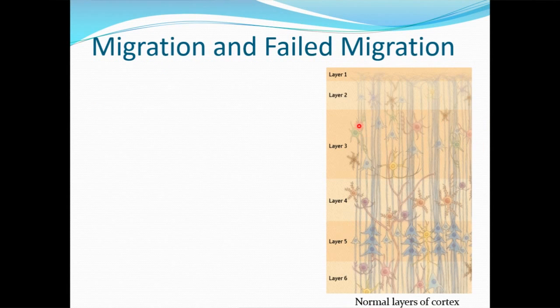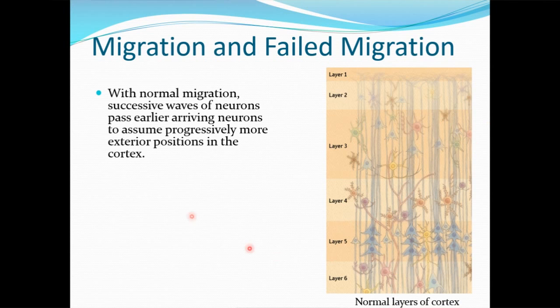And here we get to the layers of the cortex again. This is where it starts to become very important. So you have layer 1, 2, 3, 4, 5, 6 of the cortex. Okay. Now, with normal migration, successive waves of neurons pass earlier arriving neurons to assume progressively more exterior positions in the cortex. So you have some, and they almost do a bit of a relay, or they go past each other until they get to the more exterior positions.